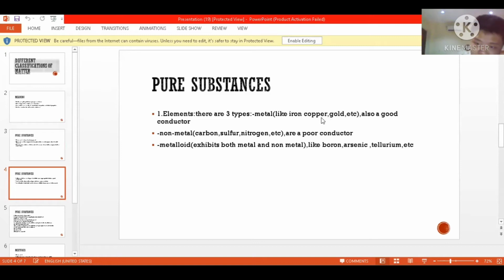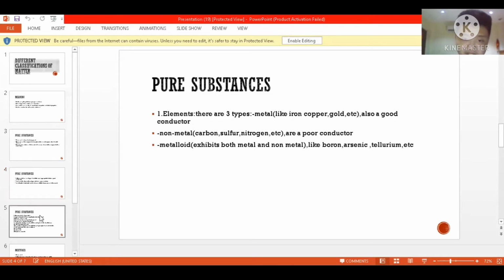Non-metals, as the name suggests, are also found in the periodic table of the elements. For example, other than carbon, sulfur, and nitrogen, there are oxygen, phosphorus, and selenium. While metalloids exhibit both metal and non-metal properties, like boron, arsenic, tellurium. Other than these, there are also silicon, germanium, antimony, and polonium. If you want more on this, just find the alkali metals, basic metals, and transition metals. There are a lot of them. You can find them in the periodic table of the elements.